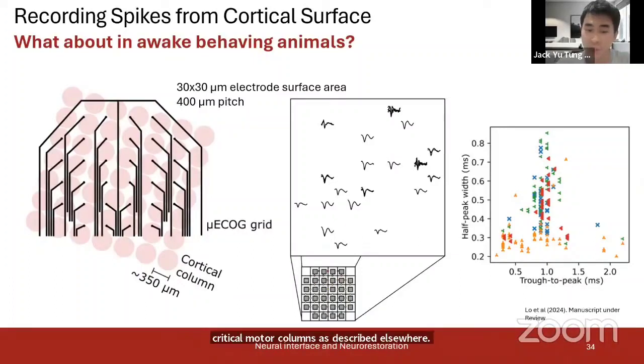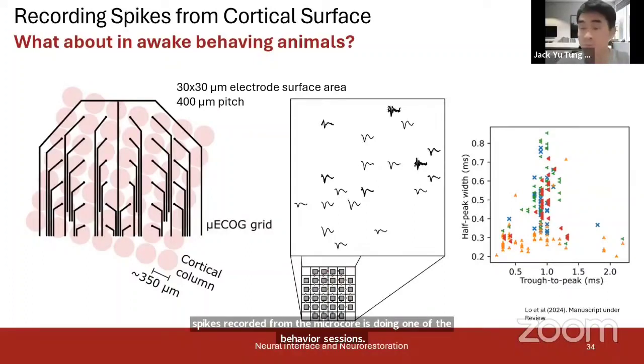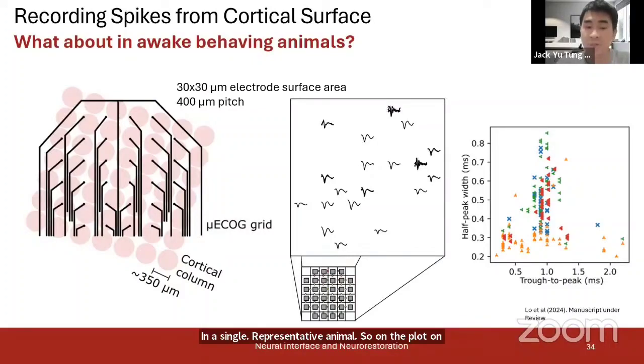The diagrams in the middle show some of the extracted spikes recorded from the micro-ECOG arrays during one of the behavior sessions in a single representative animal. So the plot on the right shows the aggregate signals across all sessions in 4 experimental animals. These spikes have characteristics, namely the half-peak width and trough-to-peak latency, consistent with other published results.